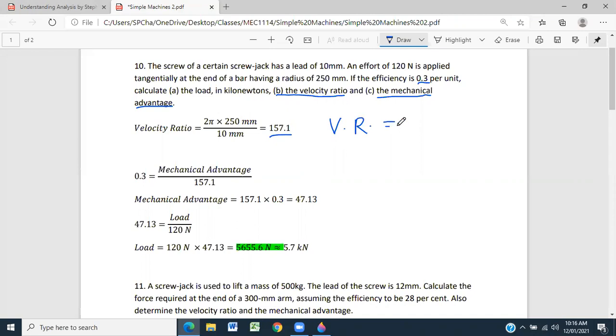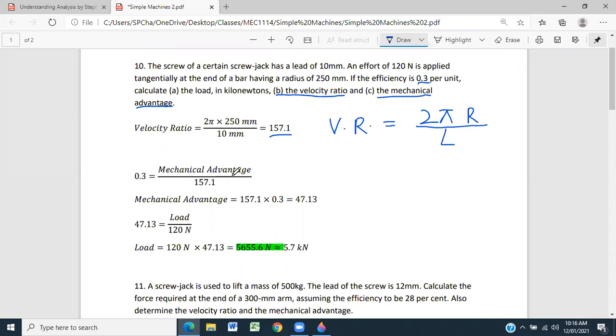The velocity ratio is 2 pi L or 2 pi R, which would be the radius of the effort, right? Divided by L or P, whichever one you want to put, which is the distance between the threads, right? The distance between the threads. Okay, so that's that first formula.